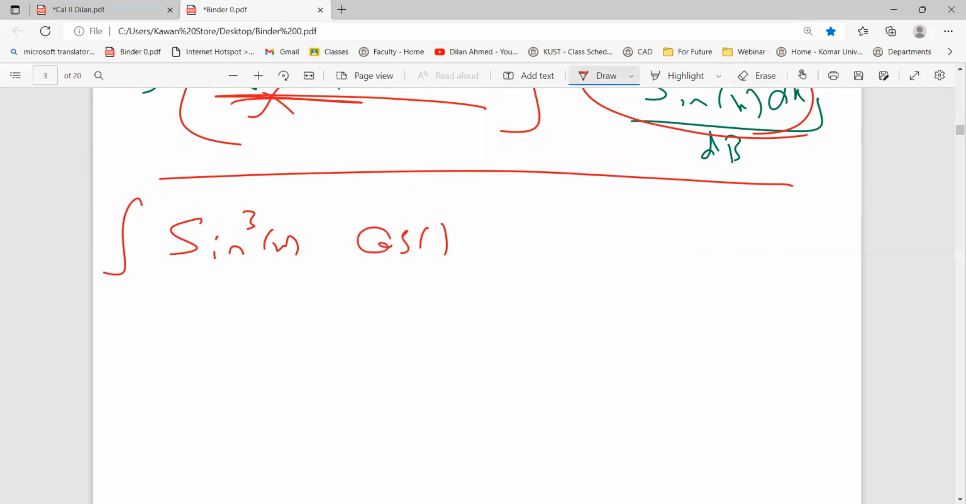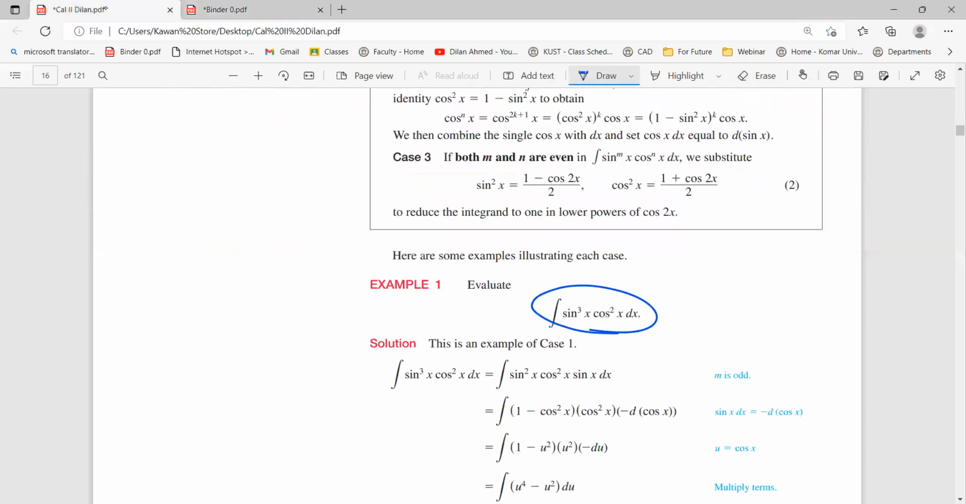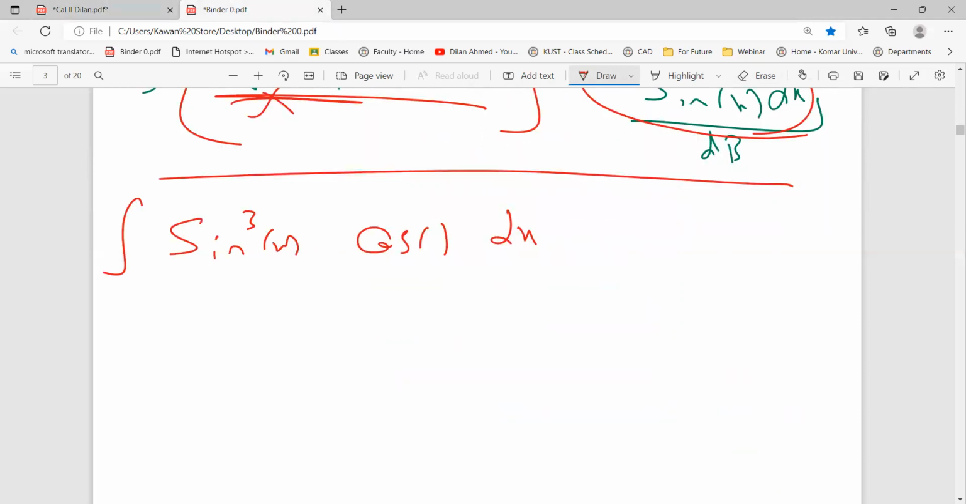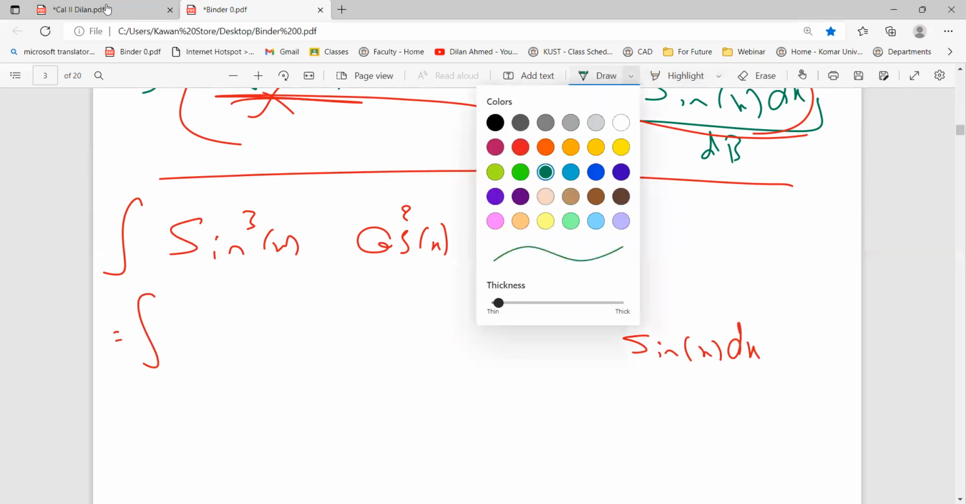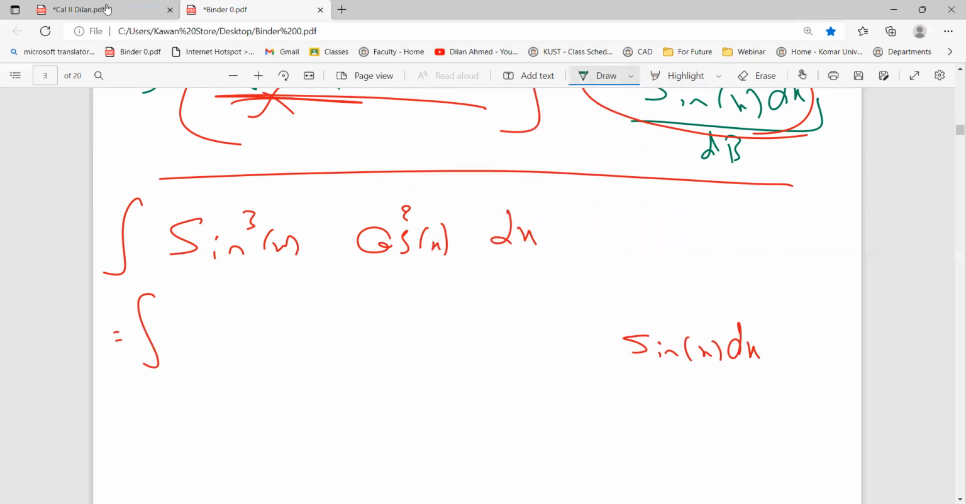Cosine plus what? 2, right? Square. So as I told you, which one is odd? So I have one sine here. Understood? What did I do? Dears, did you get the idea? This is the first step. So I will get sine square, cosine square, and here we are.